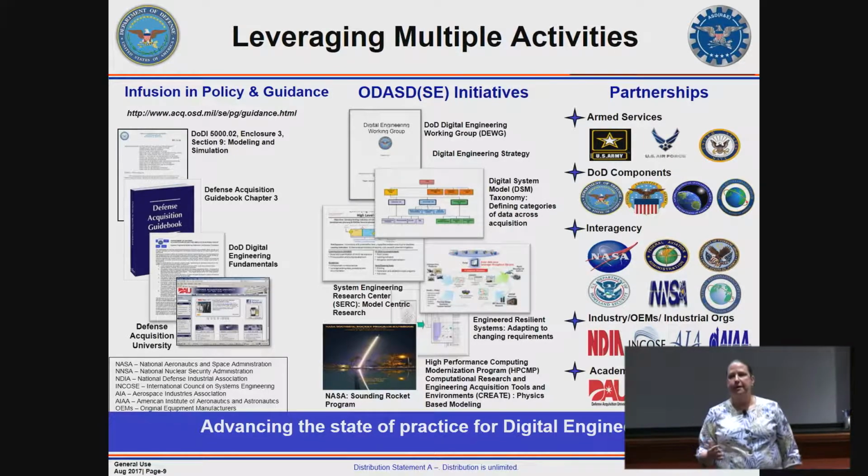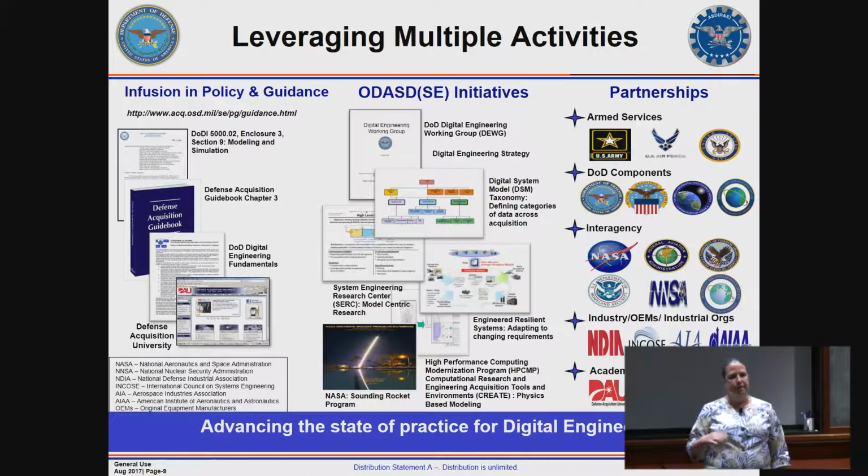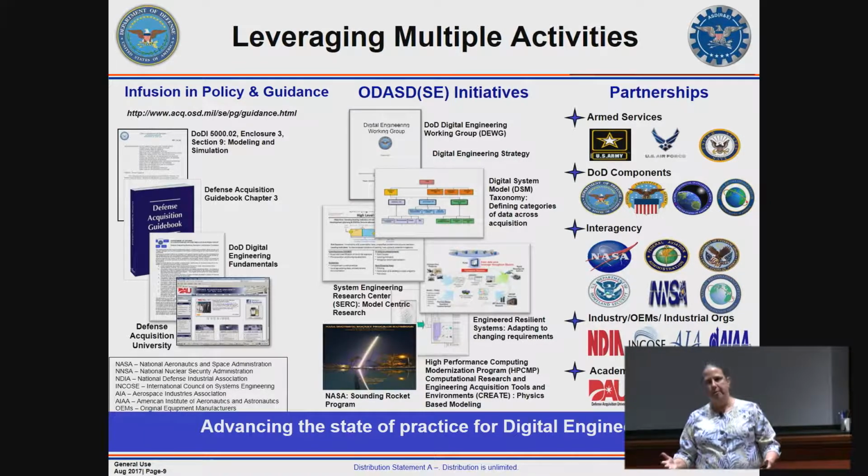Now, interesting, we had to get it cleared for public affairs so we could share it. Public affairs couldn't open it. They stamped it FOUO, so I've got a little bit of work to do.